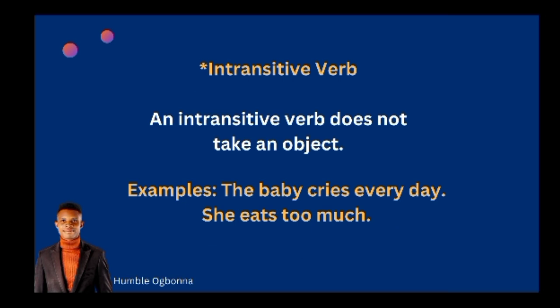What about intransitive verb? An intransitive verb does not take an object. No object at all. Examples: the baby cries every day. The baby is the subject. Cries is the verb. Every day is an adverb, so it's not a direct object. She eats too much. She here is the subject. Eats is the verb. There is no object. So these are examples of intransitive verbs. What other examples do you know? Please write them down in your note.